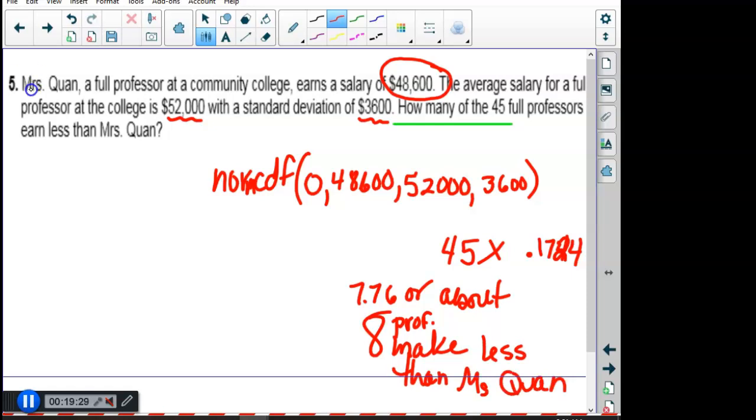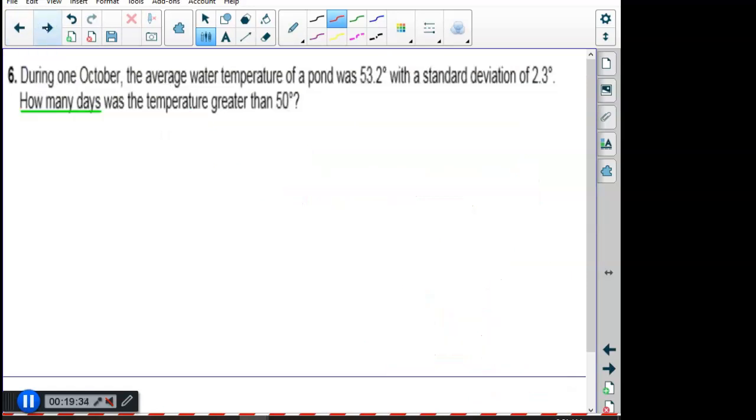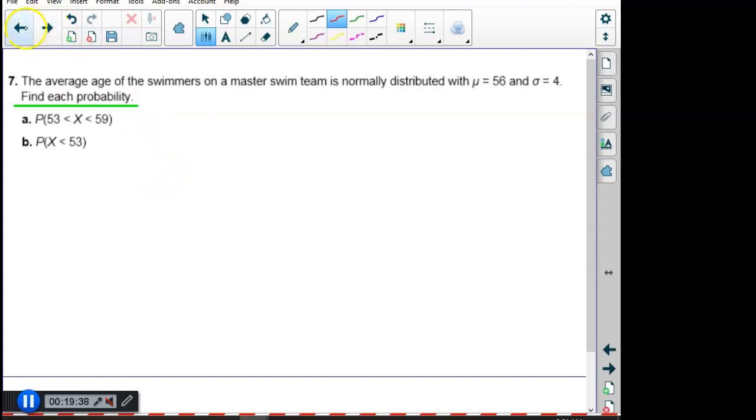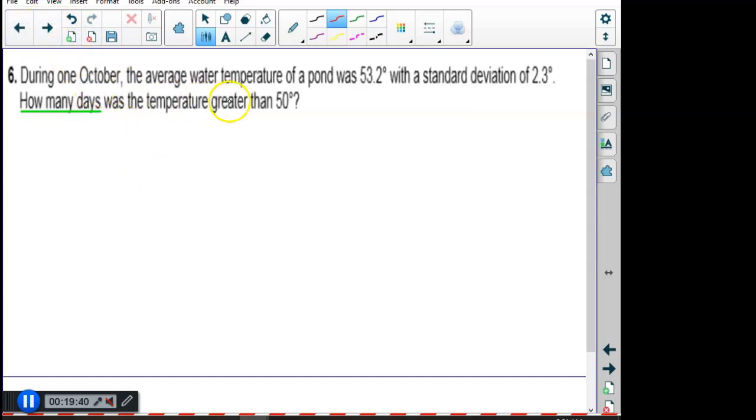Okay. All right. One more, I think. Is this the last one? Nope, got a couple more. All right. During October, the average water temperature in a pond was 53.2 with a standard deviation of 2.3. How many days was the temperature greater than 50?